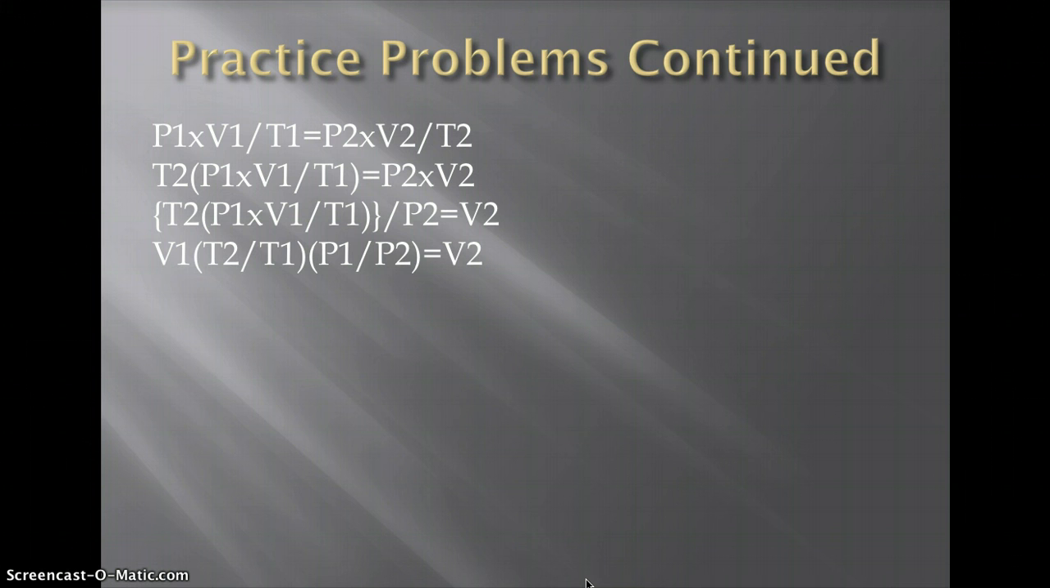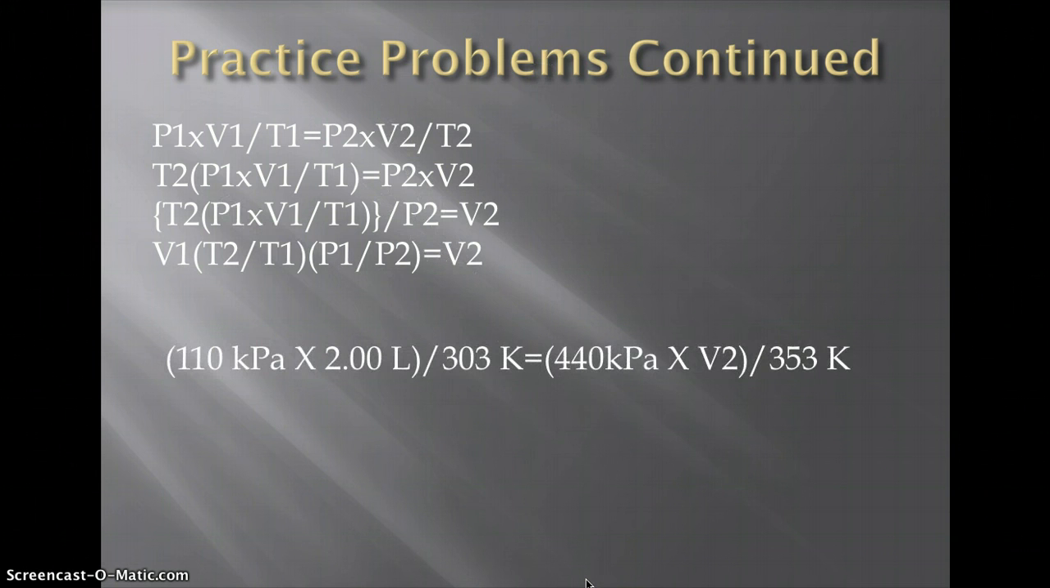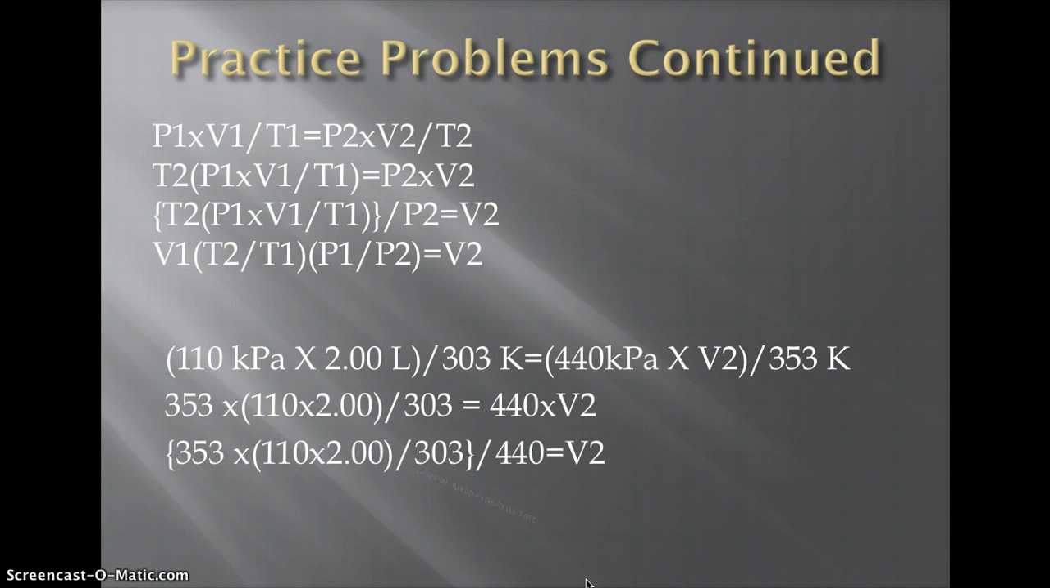So now our equation is T2 times P1 times V1 divided by T1 divided by P2. Then I rearranged the equation to show the connections. So I did V1 times T2 divided by T1 times P1 divided by P2 equals V2. And here is where I plug in my numbers.